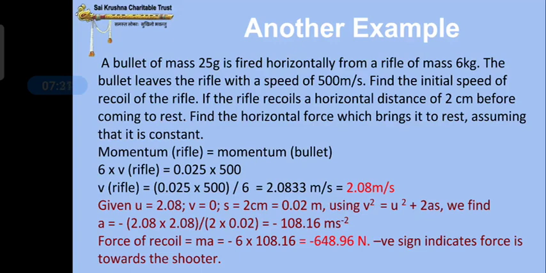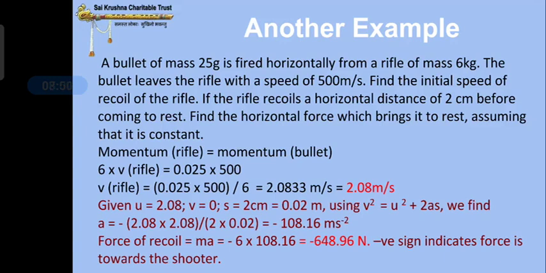Given initial velocity U is 2.08 meter per second, final velocity V is equal to 0, S is equal to 2 centimeter. Why is it 2 centimeter? It has to be converted to meter. Please think, children, whenever any question is given, you have to convert it to SI units, standard units. Using the formula V square is equal to U square plus 2AS, you can find out the acceleration. Then you have to calculate the force, and force is given by F is equal to M into A.